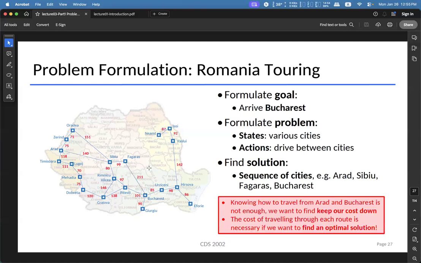But sometimes knowing how to travel from ACT to Bucharest is not enough. We will also want to keep our cost down. So we can also include the cost of traveling from one city to another, such that we can find the optimal solutions.